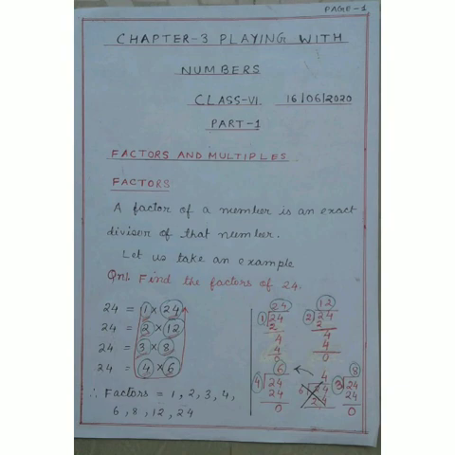Then starting from 1, then 2, then 3, 4, 6, 8, 12 and 24, I shall write the factors. Starting from 1, I shall write the factors and I shall finish at 24. So the factors of 24 will be 1, 2, 3, 4, 6, 8, 12 and 24.